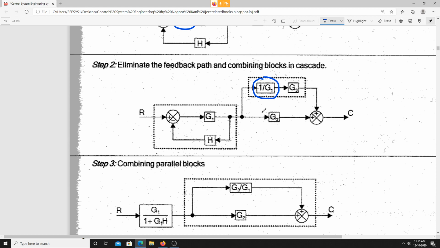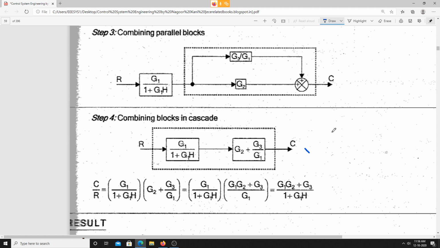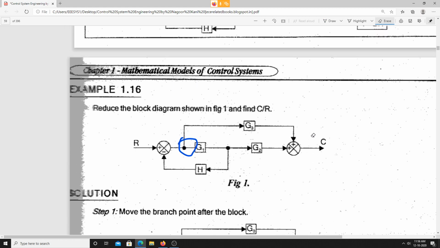Now I can eliminate this negative feedback path, and also this one, and combine the blocks which are in parallel. So this is what we are having. From this, what will be the transfer function? G1 G2 plus G3 by 1 plus G1H. Is this clear? Does anyone have any doubts here? Please respond to me, this is important. Please everyone try this on your own. Please ask me if you have any doubts, just try once.